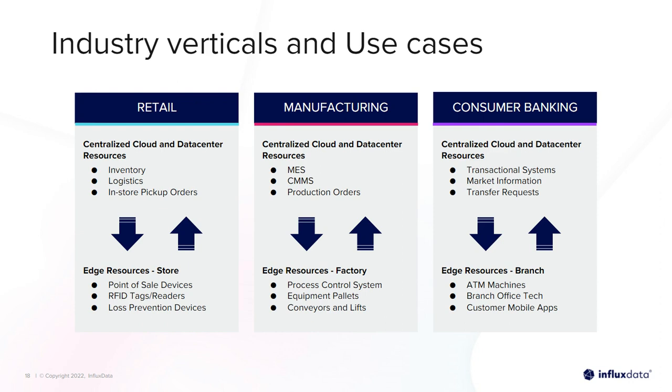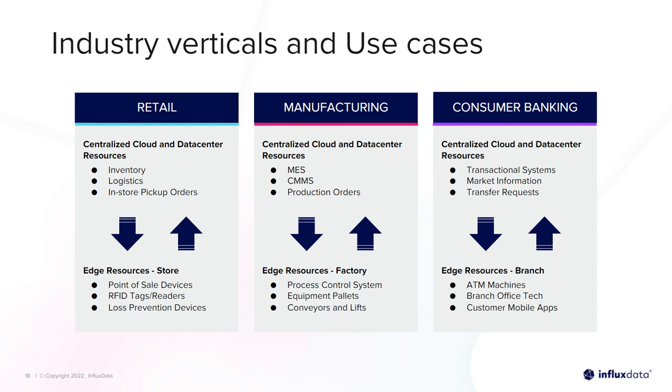So maybe at your centralized instance of InfluxDB or your centralized cloud instance, you might have MES or CMMS systems or software or production orders. And at the edge, you might be getting sensor data from process control systems, equipment, pallets, conveyors and lifts, et cetera. And there's a requirement that you be able to share that data and replicate it from the centralized instance to the edge and vice versa.